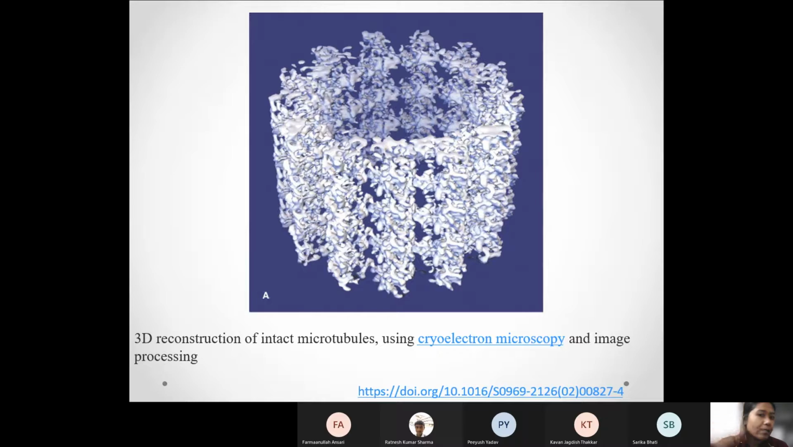So this structure we had seen previously. We had seen how you could have 13, 15, 16 protofilaments coming together to form the microtubule cylinder. And we had seen that there can be quite a lot of variability in this, but inside cells, usually this 13 structure is preferred.